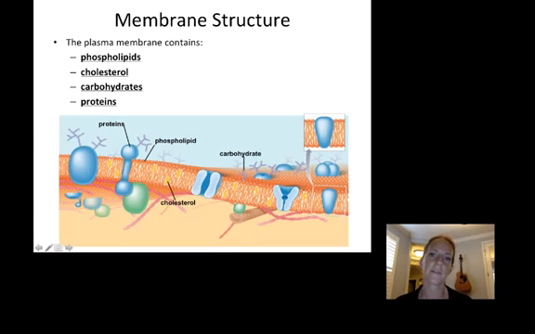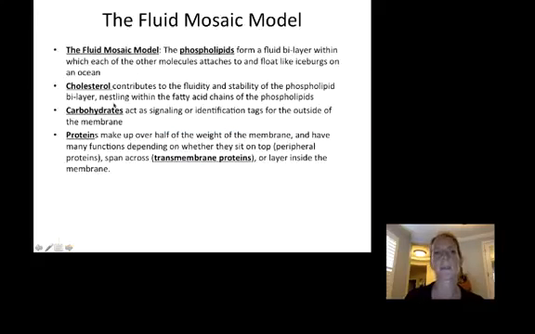So to do this, we need to review a little bit about membrane structure. So the plasma membrane contains phospholipids. They are drawn here in orange in a double layer, cholesterol, carbohydrates, and proteins. So let's start with the fluid mosaic model. The fluid mosaic model is that the phospholipids form a fluid bilayer, within which the other molecules attach to and float like icebergs on an ocean.